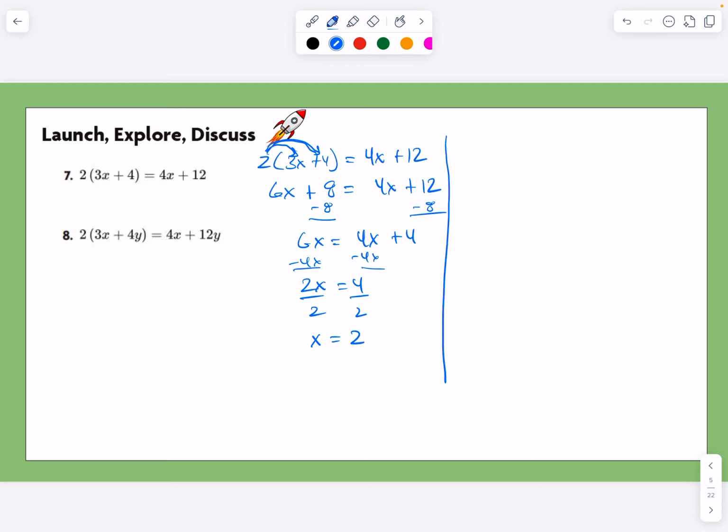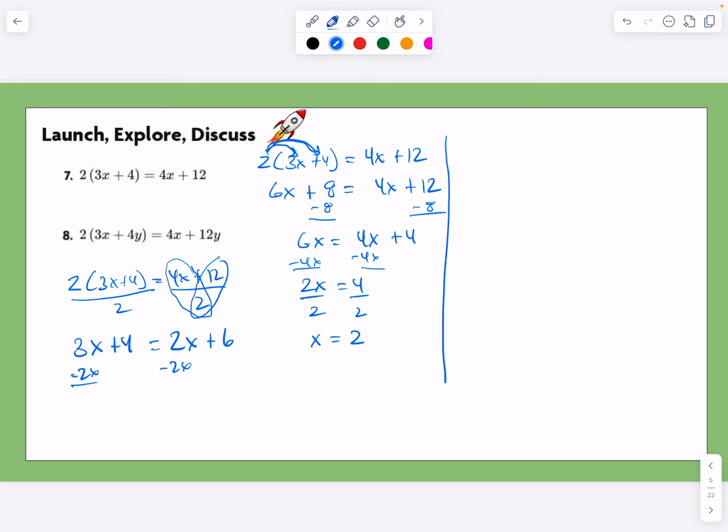Other ways you could have done it: I could have divided both sides by 2 to begin with, and that could work as well. So you could have done 2 times (3x plus 4) equals 4x plus 12. I could have divided the whole thing by 2, and that would have left me with this side as 3x plus 4. And then by dividing this, 4 divided by 2 is 2x, and 12 divided by 2 is 6, so I end up with 6. And now when I subtract, I have x here, and subtract here, equals 2 there. So you end up at the same place, just a different way of going about it.